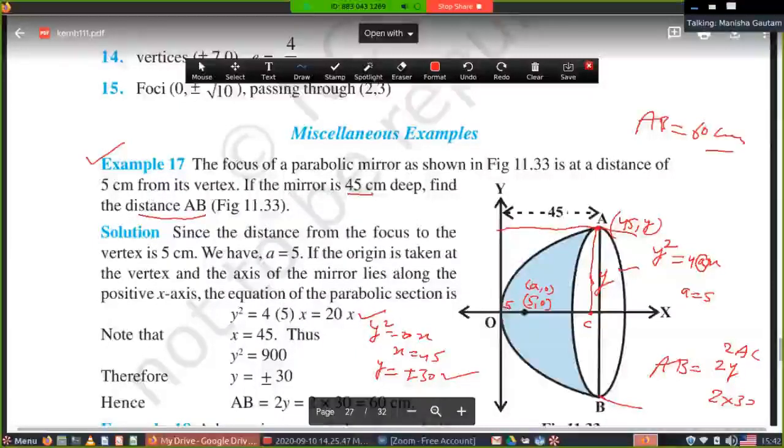Okay, this is example number 17. Now come to example number 18.